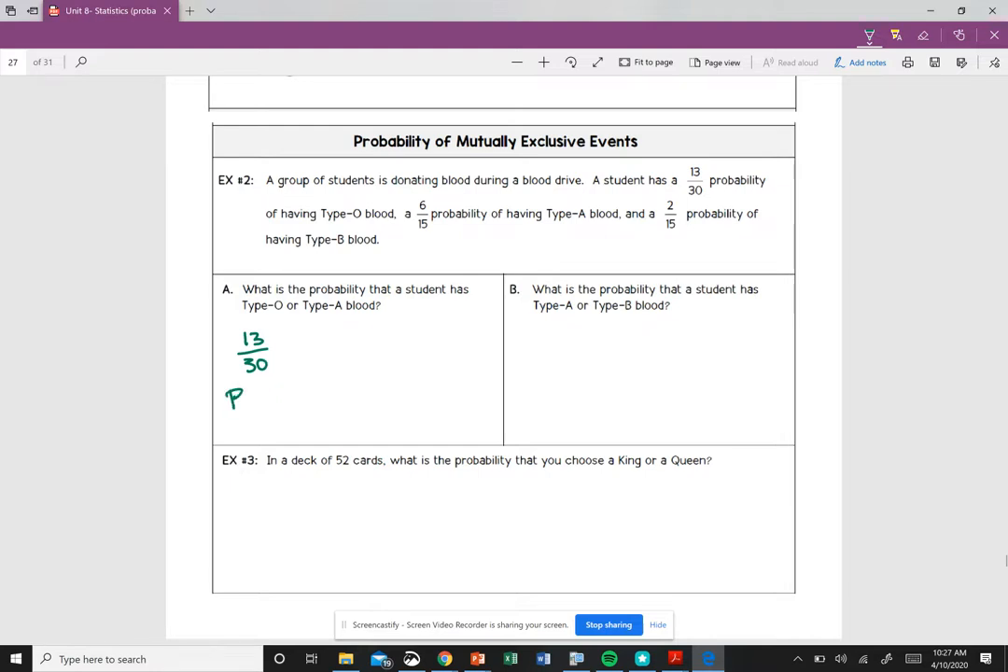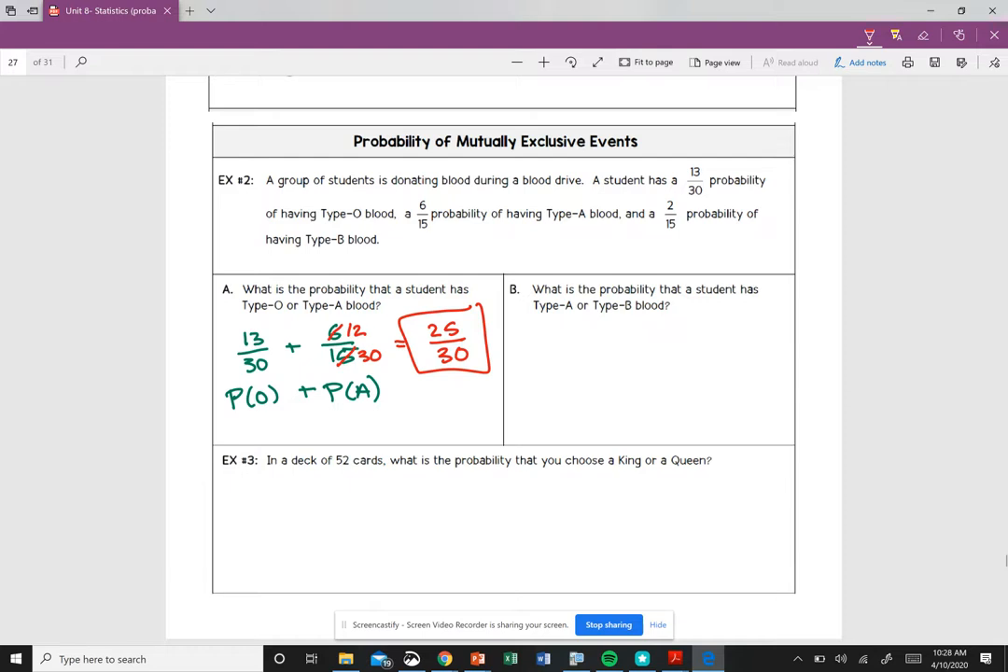So this is going to be the probability of O plus the probability of A. So 13 out of 30 plus, and then type A is 6 out of 15, which, if I make these have a common denominator, is really actually 12 out of 30. So then if I add these two together, I get 25 out of 30 chance that a student will have type O or type A.